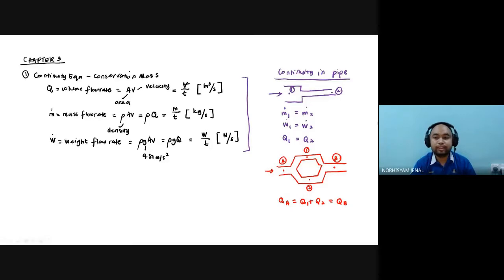Okay, so this is the revision for today. This is chapter 3, continuity equation, conservation of mass. All right. So what I will talk to you about is based on what we learned in class.